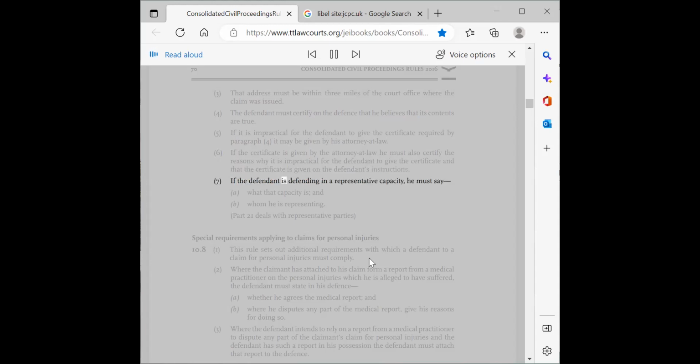7. If the defendant is defending in a representative capacity, he must say, a. What that capacity is, and b. Whom he is representing. Part 21 deals with representative parties.